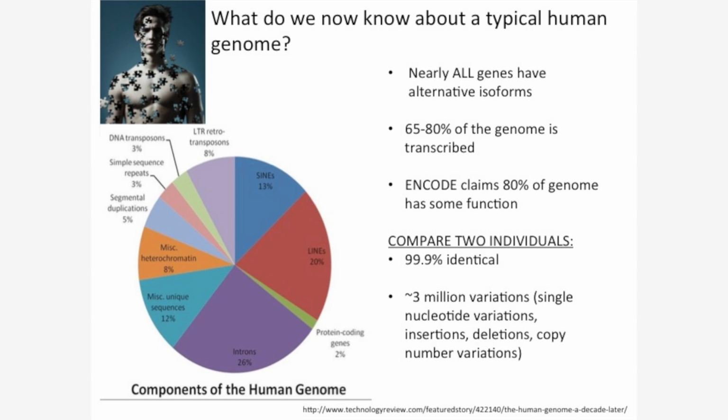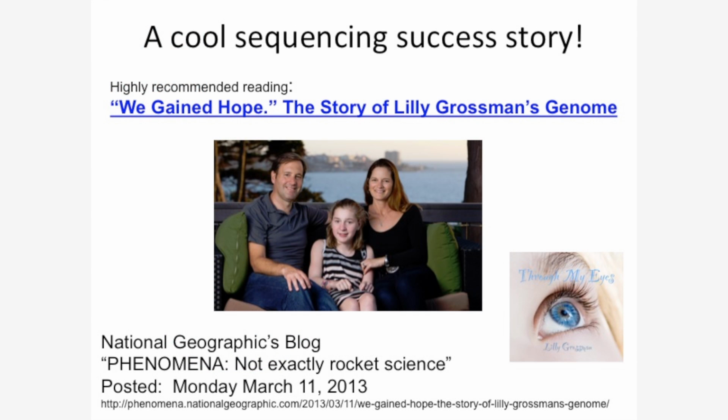But between any two people, 1 in 1,000 doesn't sound like a lot of variation, but when our genome's 3.2 gigabases, it ends up being about 3 million variants between any two people. And those variants obviously give rise to huge phenotypic differences. Can we leverage those medically? So I highly recommend everybody go read this article at National Geographic.